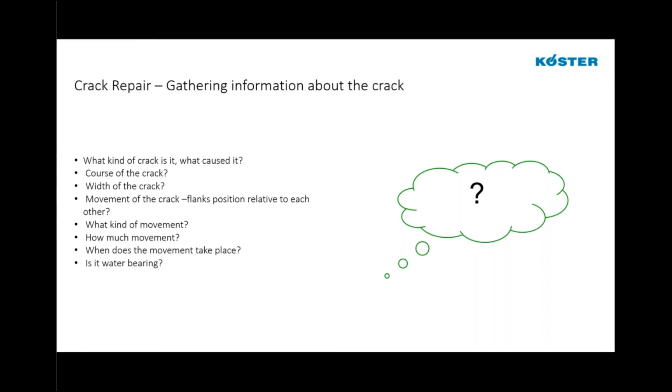Getting some more information about the crack: what kind of crack is it? What is it caused by? What is the course and width of the crack? Is the crack moving, separating the flanks relative to each other? Is one side becoming more elevated than another, in either horizontal or vertical cracks, where we're seeing those two sides of the crack are not in plane, where we're definitely dealing with some settlement or movement of some kind?